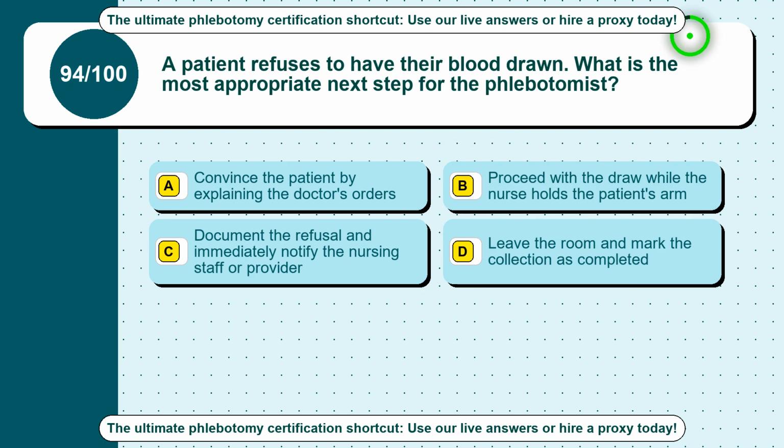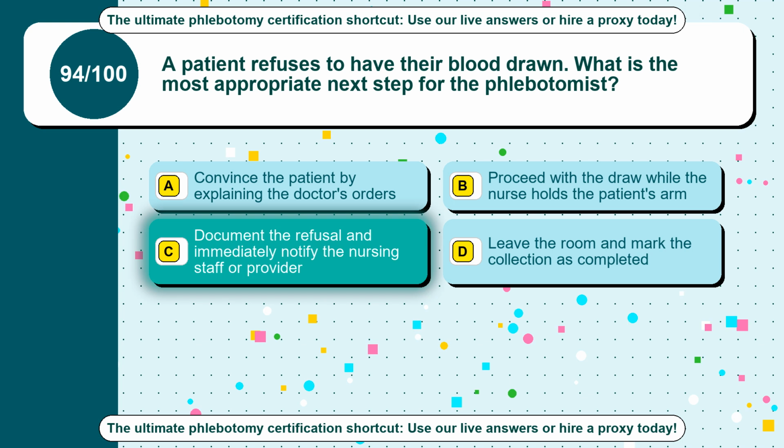Question 94. A patient refuses to have their blood drawn. What is the most appropriate next step for the phlebotomist? Option A, convince the patient by explaining the doctor's orders. Option B, proceed with the draw while the nurse holds the patient's arm. Option C, document the refusal and immediately notify the nursing staff or provider. Option D, leave the room and mark the collection as completed.